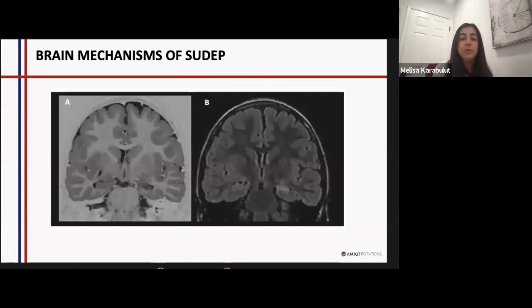Left mesial temporal sclerosis. You can see the left mesial temporal sclerosis in the photo. This is observed in some patients with SUDEP.